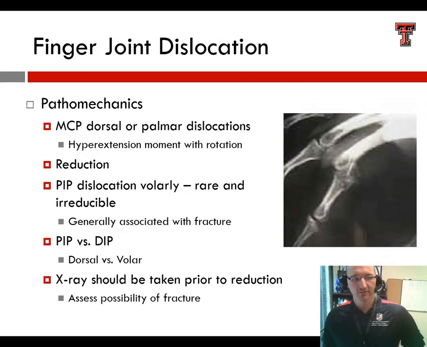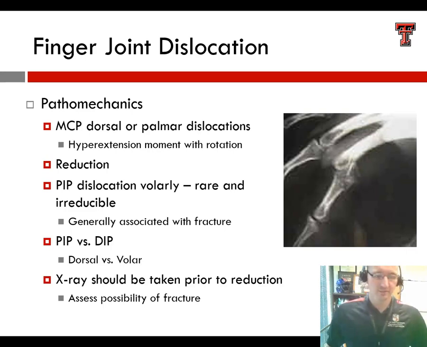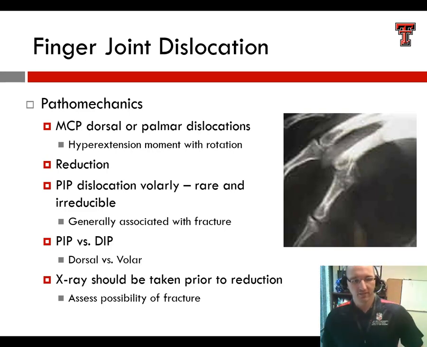Okay, in the case of a finger joint dislocation, it really depends on the digit and the direction of the dislocation. These are going to be reduced, obviously, prior to rehab, but the question becomes, how unstable is that moving forward? Lots of times if we've got a PIP volar dislocation, these are rare, they won't reduce easily. There's usually a fracture associated with that. You can kind of see that here. Prior to reduction, we want x-rays on this.